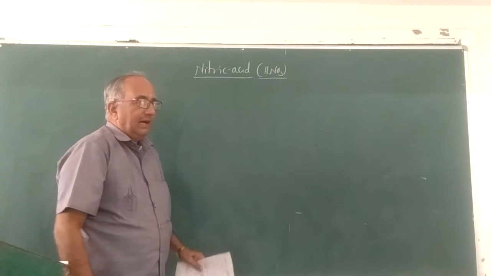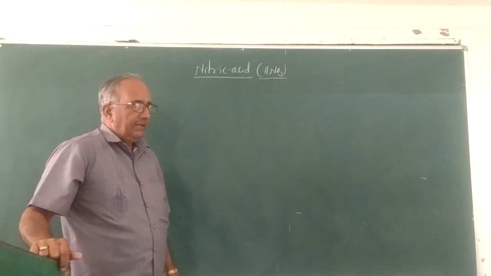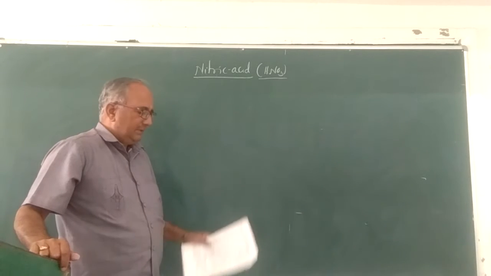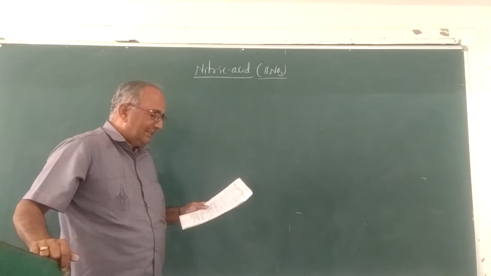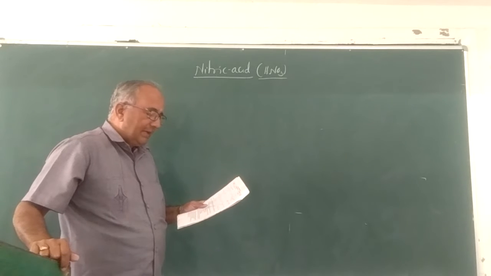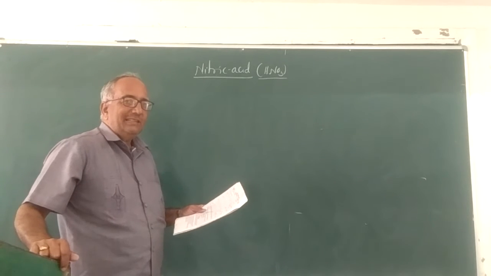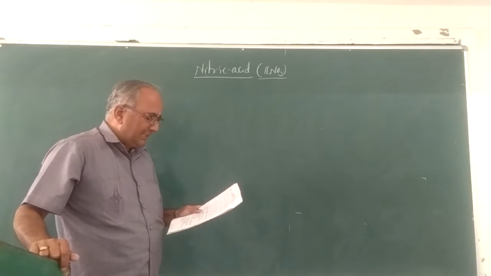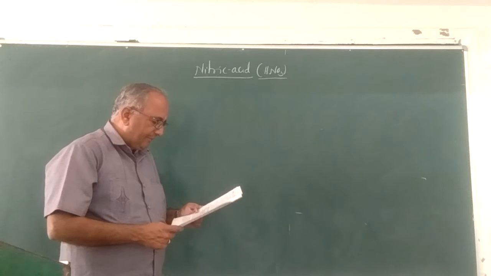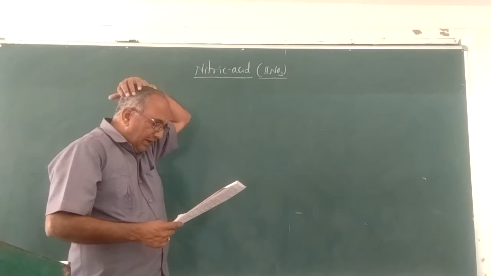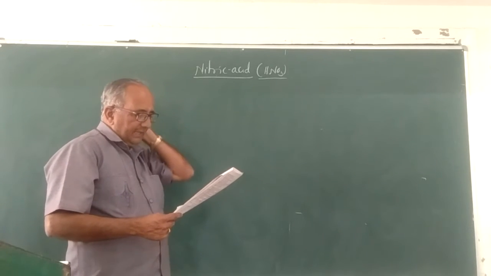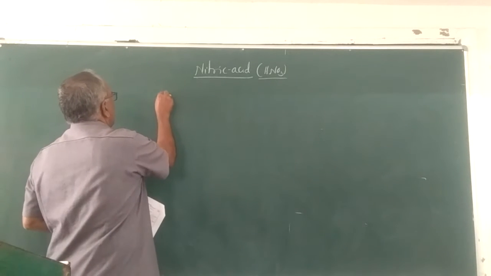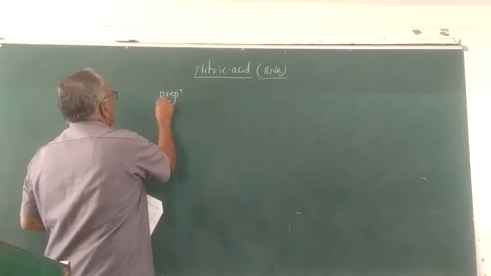So these oxides of nitrogen, when they react with water, lead to the formation of various acids such as hyponitrous acid and nitrous acid. Nitrous acid is unstable at room temperature, it is stable only at 0 to 5 degrees Celsius, and the nitric acid. Now let us see how to prepare nitric acid. There are various methods for the preparation of nitric acid.